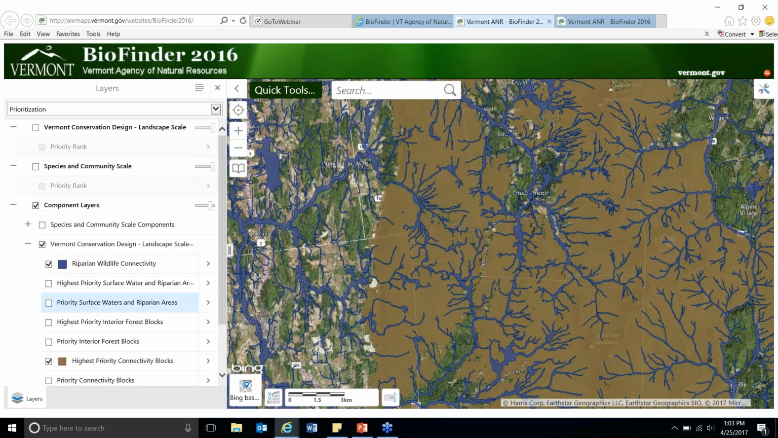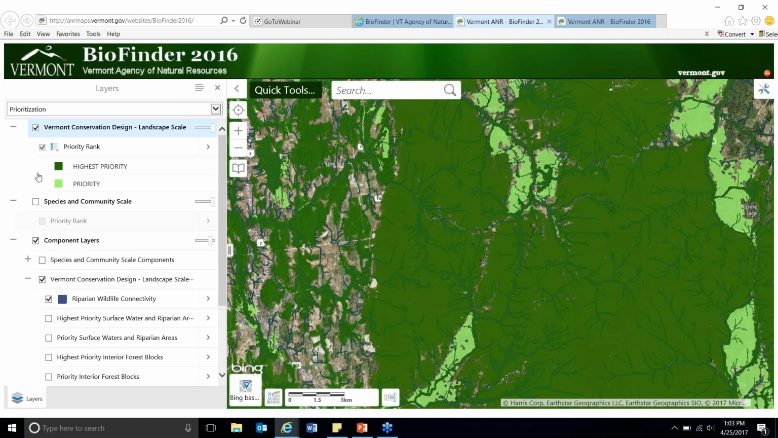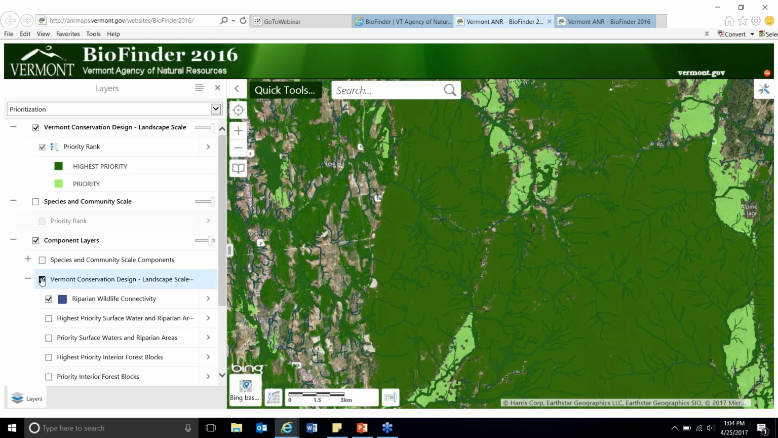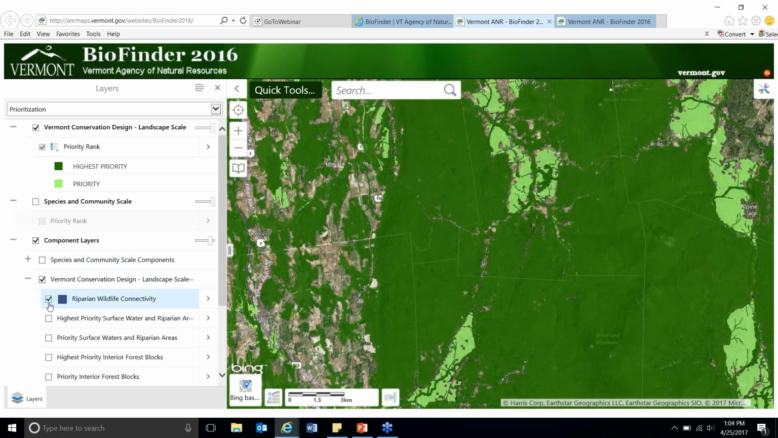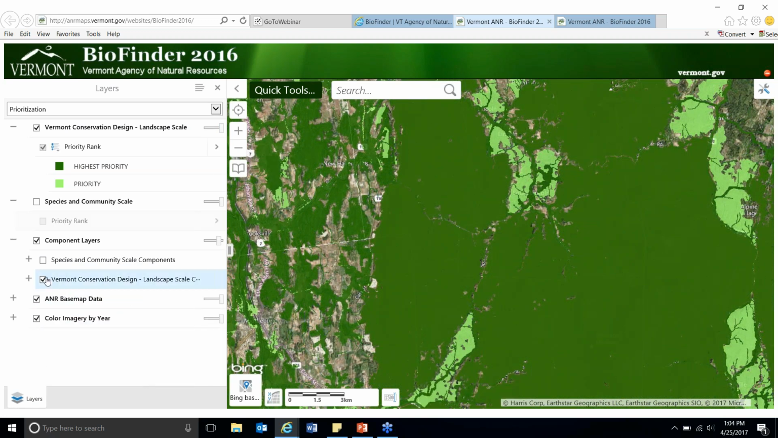The other time that really comes into play is that down here you have the individual components. Up at the top, once you turn on these prioritized components, they appear on top of the component layers. In this case, there's another way to see the data underneath. If you look at where my cursor is, this is a bar that makes it more transparent or more opaque. And so you can play around with that. So turning data layers on and off by those little check marks is maybe the first tool to learn in BioFinder.